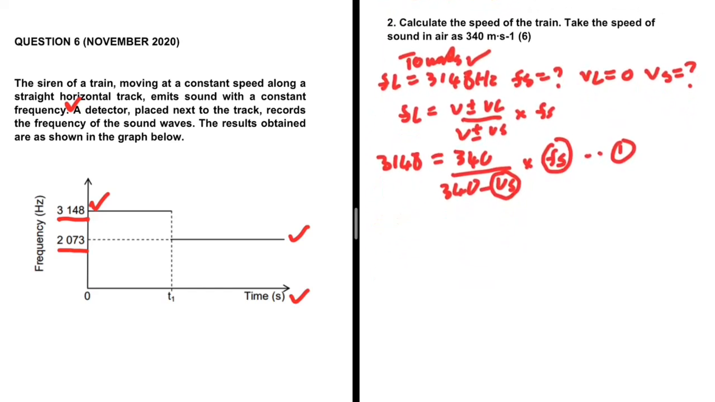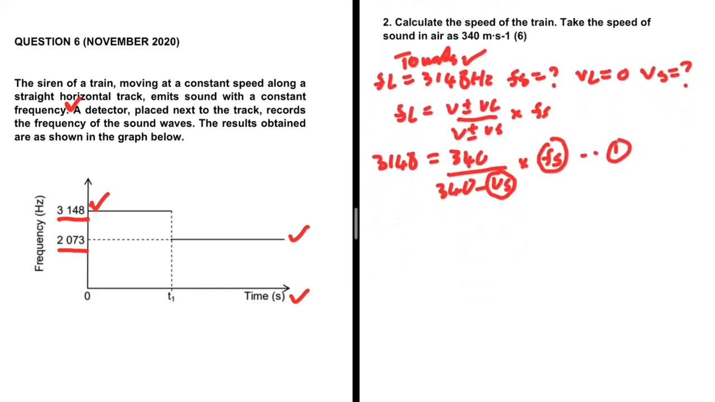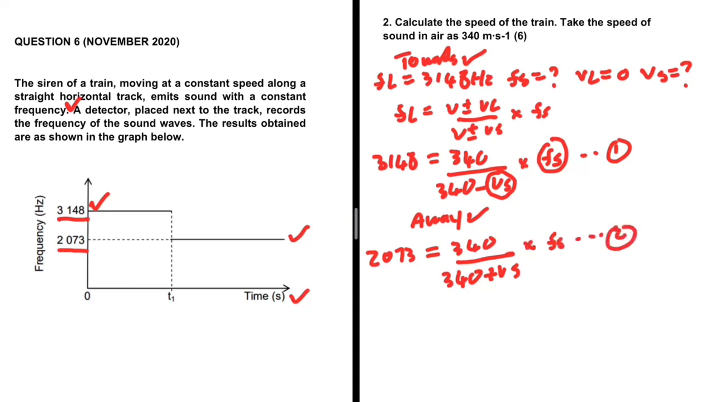And now let's take a look at the case where it is moving away. When it is moving away, the frequency observed is 2073. And then the speed of sound in air, 340. And on the denominator, we're going to have 340 plus VS. It's plus because now it is moving away. And again, we don't know what FS is. This is our equation 2. So we can use these two equations to find VS, the speed of the train.